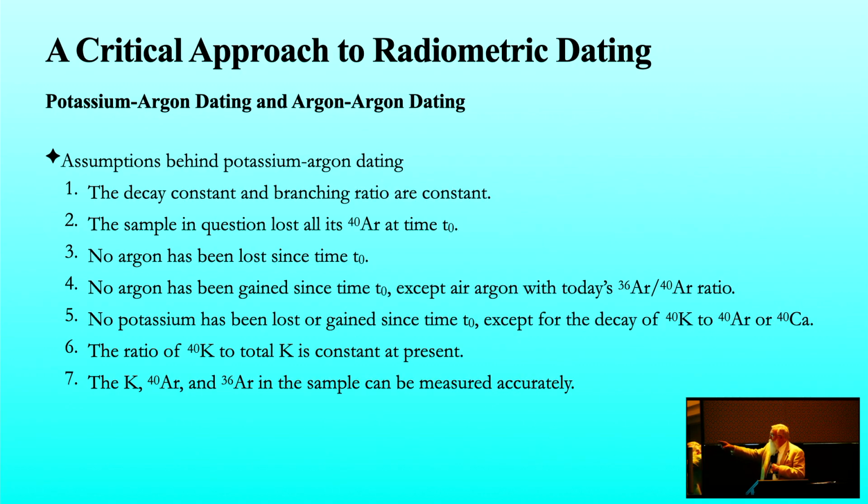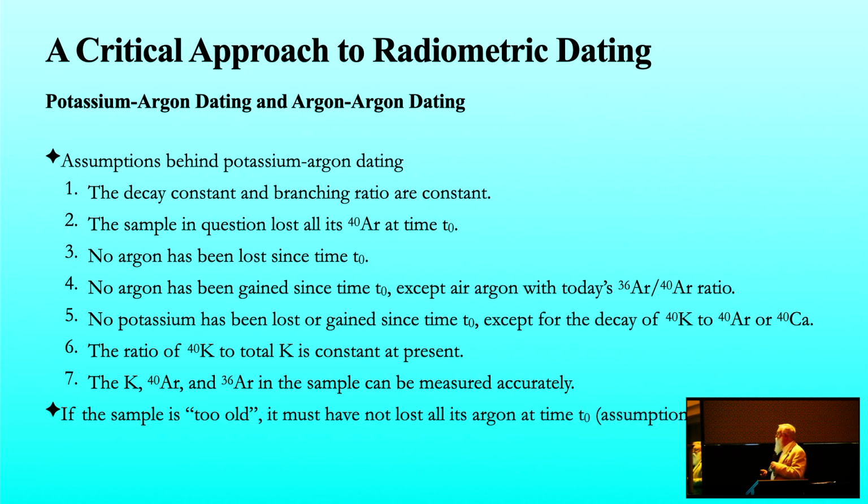And we can measure the potassium, the argon-40, and the argon-36 so that we can go back to that formula and plug it in. Okay? Now, if the sample is too old, something must have gone wrong. And they don't challenge 7. We can measure that stuff. They don't challenge 6. They don't challenge 5. They don't challenge 4 most of the time. They don't challenge 1. So the assumptions they're going to challenge are 2 or 3.